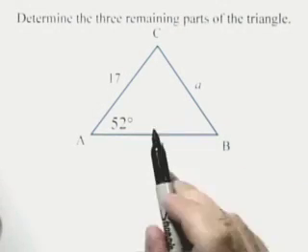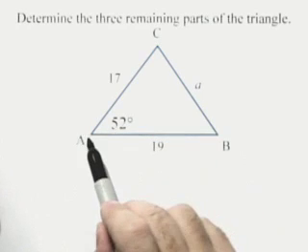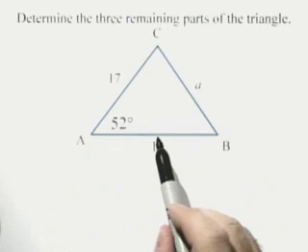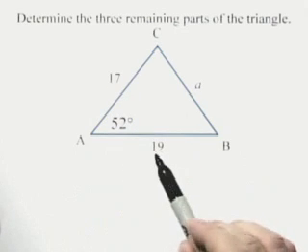In this problem, we're going to solve a triangle given two sides and the angle measured between the two sides. We're going to determine the three remaining parts of the triangle. We're given one angle, angle A is 52 degrees, and we're given two of the sides of the triangle, length 17 and length 19 units.